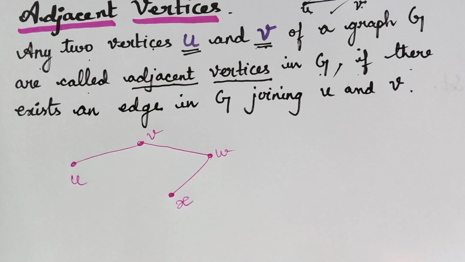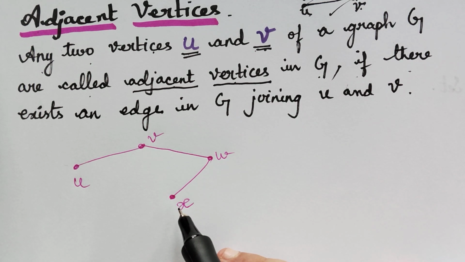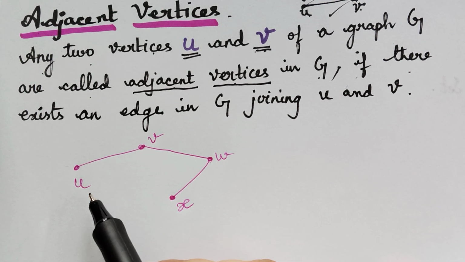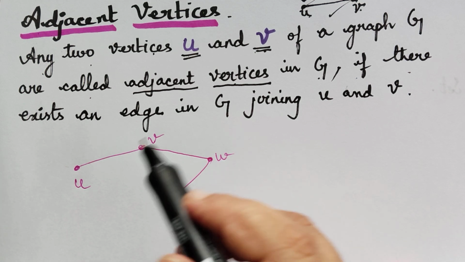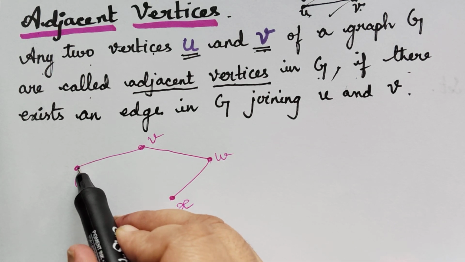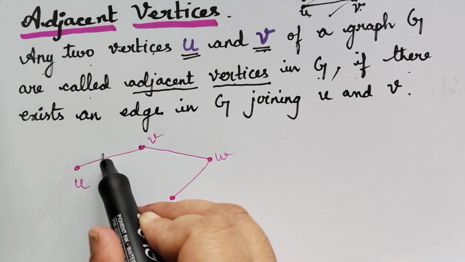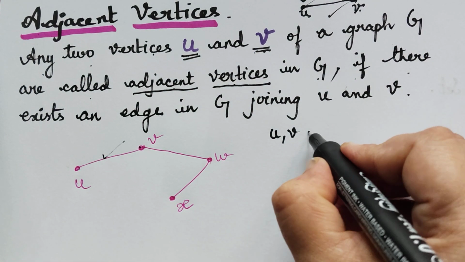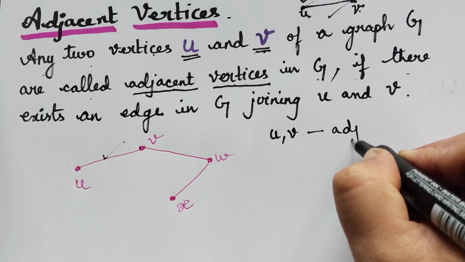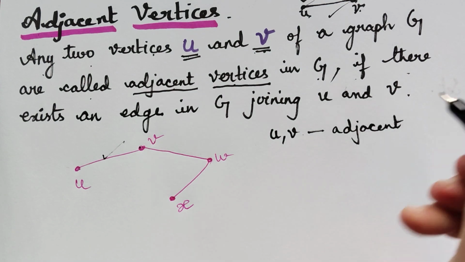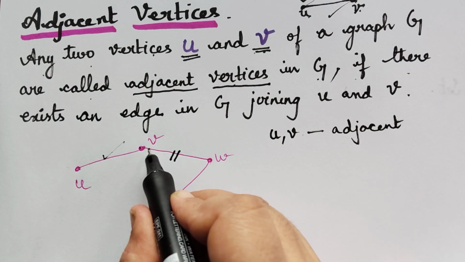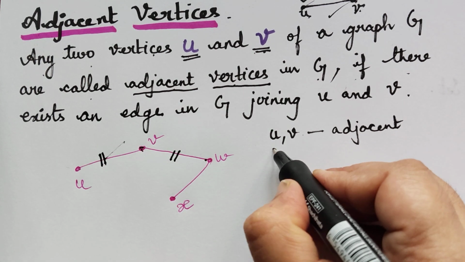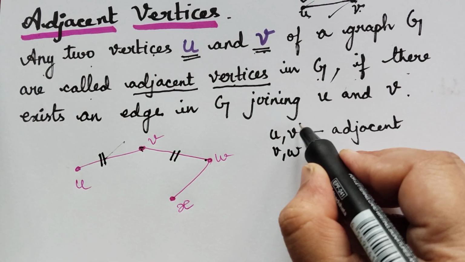Now here I am taking a very simple example. There are 4 vertices in this graph and 3 edges. Now can you tell me what are the vertices that are adjacent to one another? See, if you see here, u and v have an edge between them. So u and v are adjacent to one another. Similarly, there is an edge between v and w. So here u and v had an edge, v and w also have an edge. So even they are adjacent.